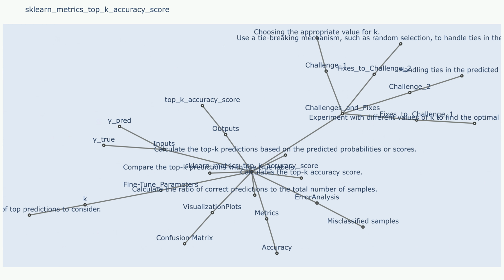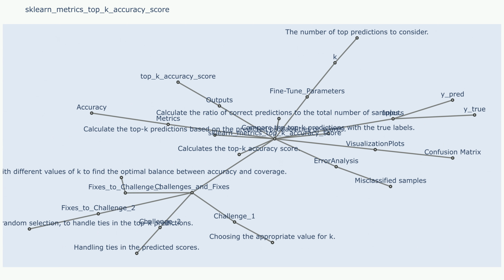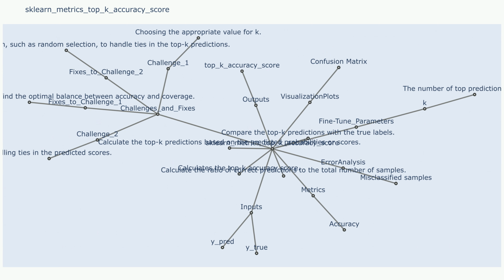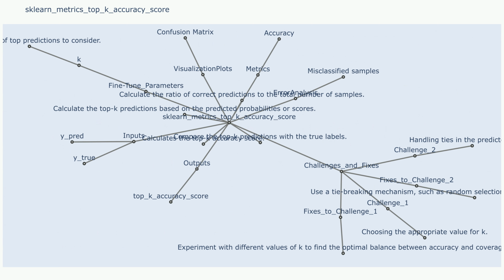Visualization plots. Confusion matrix. A confusion matrix can visualize the accuracy of the top K predictions by showing the distribution of true and predicted classes. Fine-tune parameters. K: the number of top predictions to consider for accuracy calculation. Increasing K can potentially increase accuracy, but may also result in overfitting. Uncertainty methods. Confidence intervals. Confidence intervals can be calculated for the top-k accuracy score to estimate the range of possible values within a certain level of confidence.